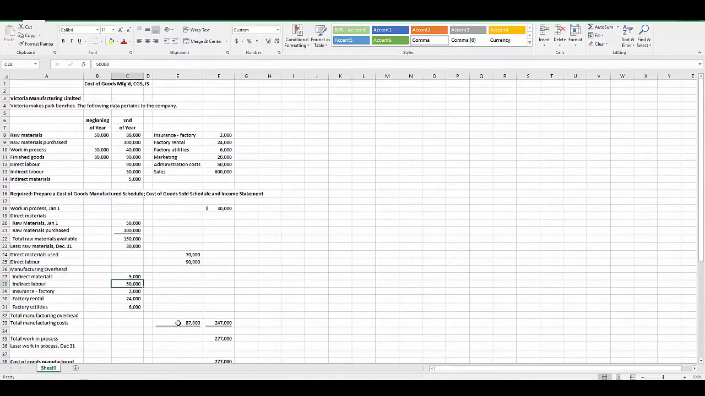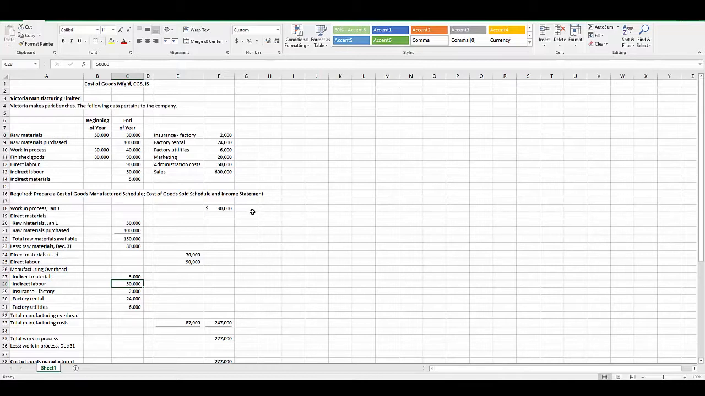You now have all of your costs listed here, all of your indirect overhead, and that is adding up to $87,000. So what you're going to do next is add together the materials that you use during the year, plus your direct labor, plus your overhead. Those three will add up to $247,000. So that's the manufacturing cost you've incurred.